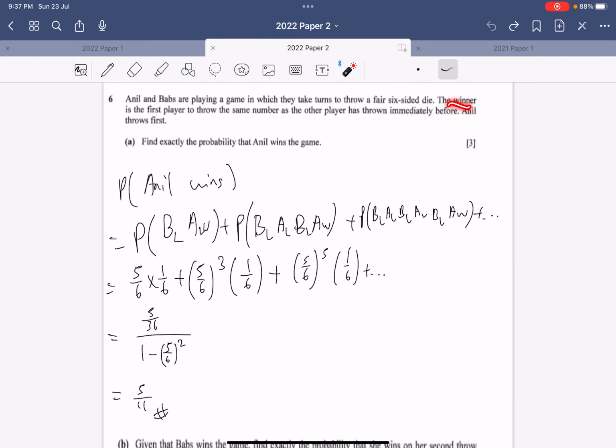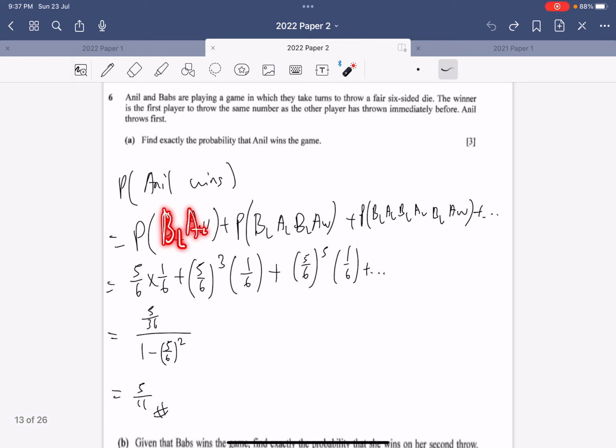So we know that the winner of the game is the first player that throws the same number as the other player. Then Anel throws first, but we know that he has to get the same number to win. So Anel can never win first. Cannot win in his first throw. He can only win in his second throw. But Babs can win in his first throw already. So the probability that Anel wins the game must be Babs lose, Anel win, plus Babs lose, Anel win, Babs lose, Anel win. So you see, then we just continue writing it out. Everyone lose first, then Anel win.